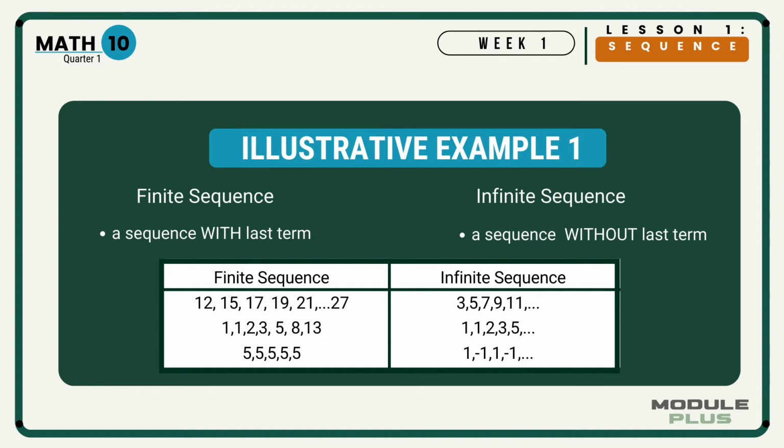But don't be confused. There are cases where there are also three dots in the middle of a finite sequence. Just like the first example in the finite sequence, we have three dots in the middle. However, we still have a last term, which is 27.